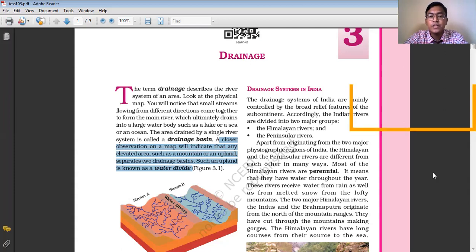Now the question is why it is considered a water divide. Because that elevated portion divides the drainage basin into two types.